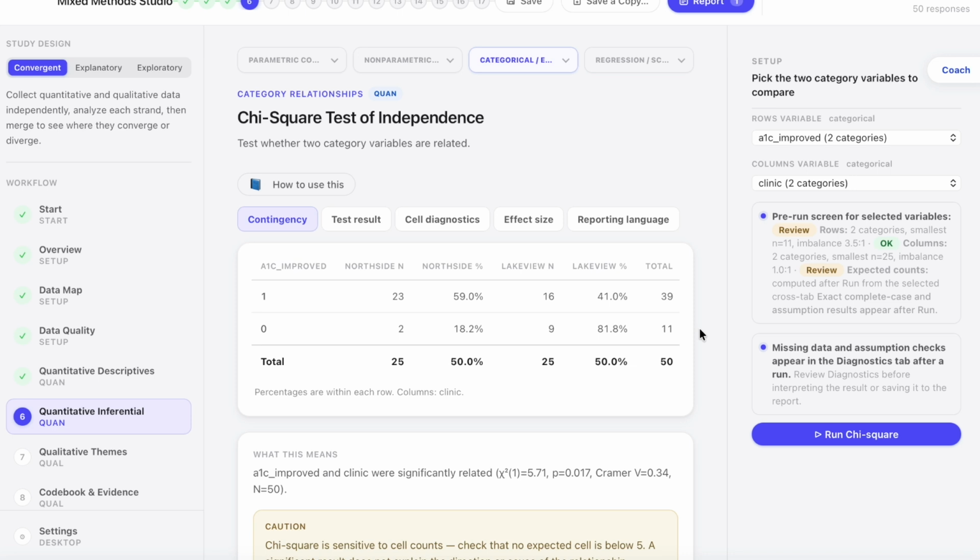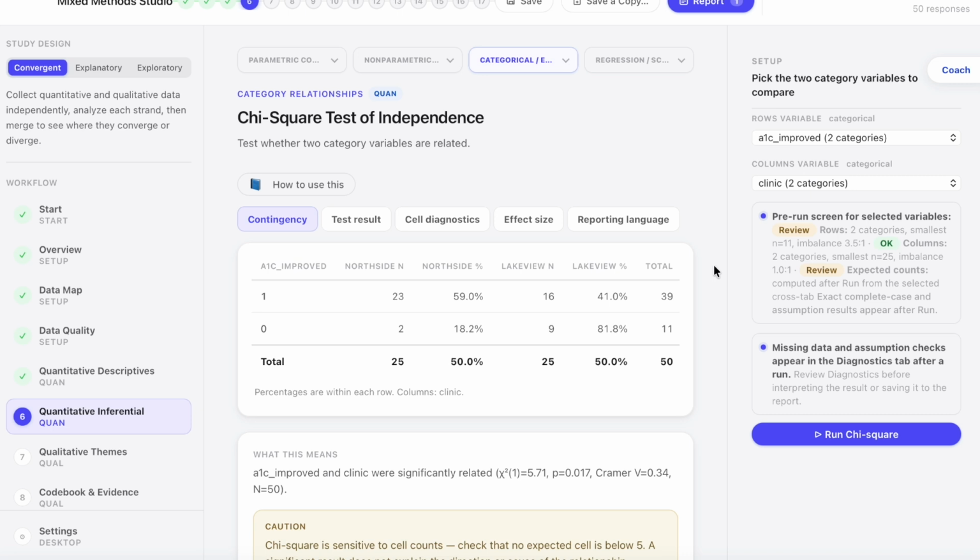Of the 39 people who improved, 59% were Northside and 41% Lakeview. Of the 11 who did not improve, only about 18% were Northside and a striking 82% were Lakeview.